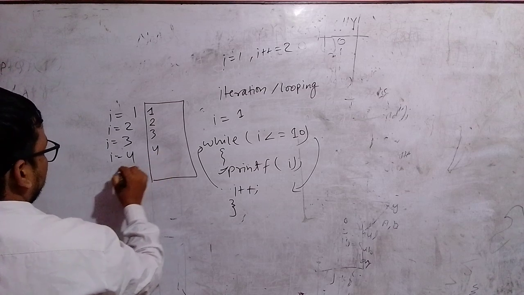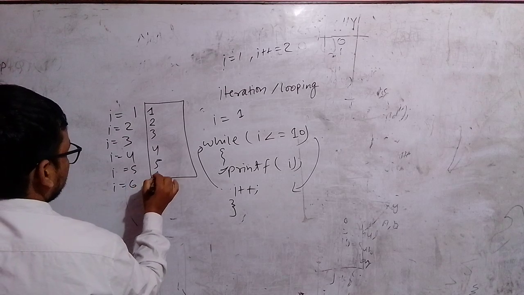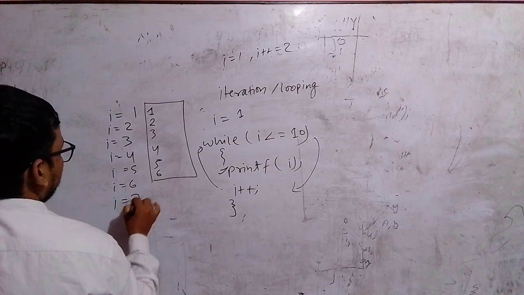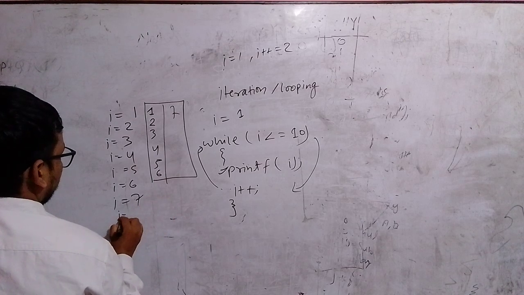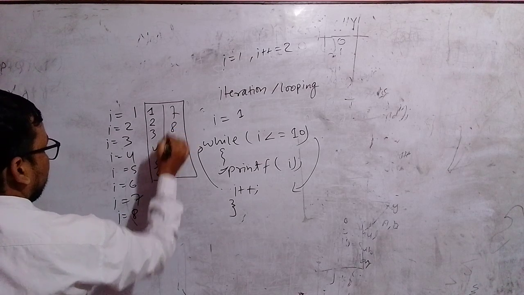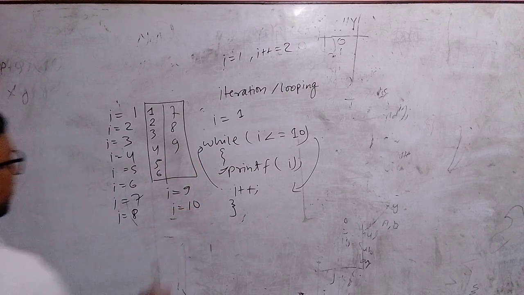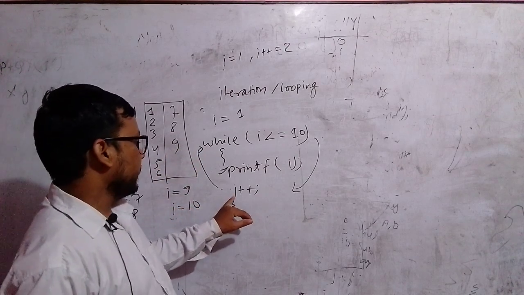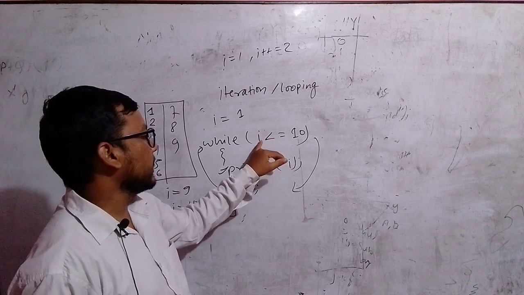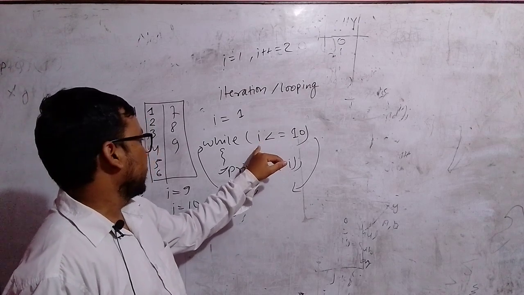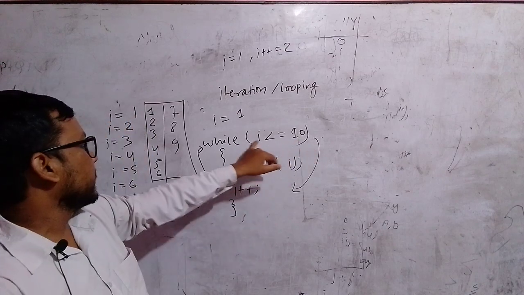and in this way I is equal to 5, I is equal to 6, I is equal to 7. Let me write 7 here. I is equal to 8, I is equal to 9, I is equal to 10. When I is equal to 10, let's see. When it makes I equal to 10, then control goes here and checks the condition for the value of I, 10.